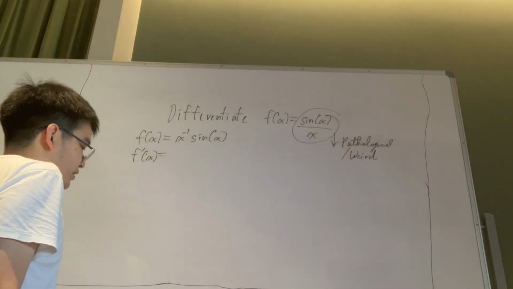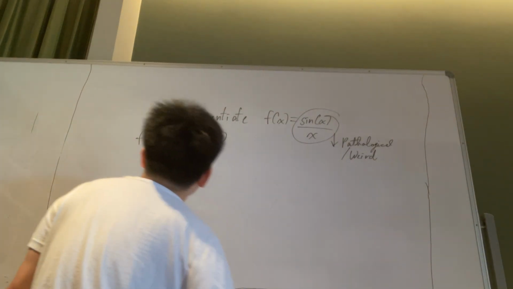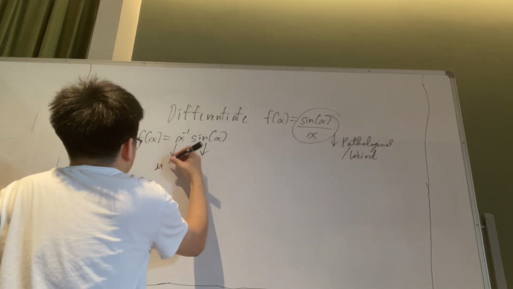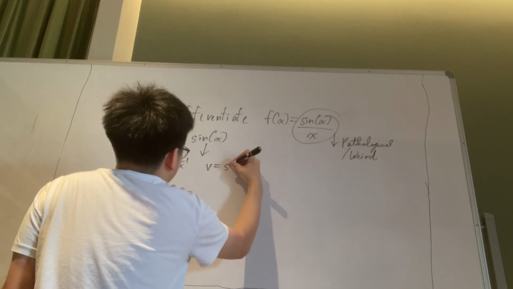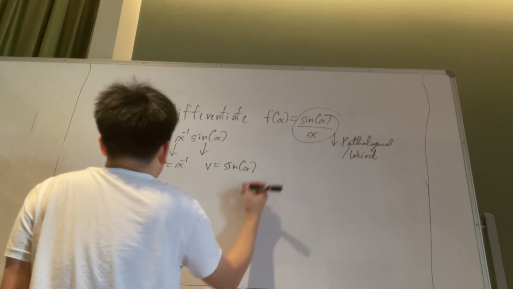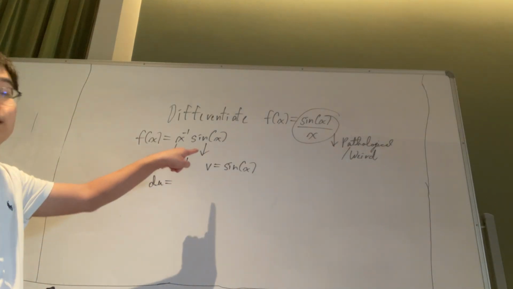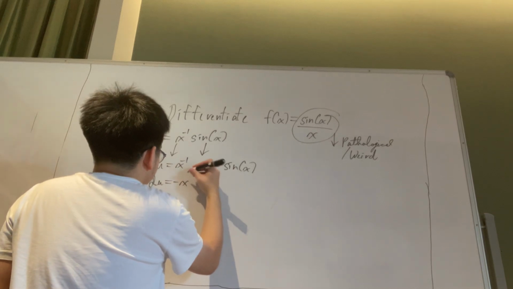Okay, to differentiate the thing... you know what? I'm going to list the little steps here. We break it up into two component factor functions. So this is u, this is x to the negative 1, this is v, this is sine of x. Just going to do du to be lazy. Differentiate that, you bring the negative 1 down, minus 1 on the top increment, that's negative x to the minus 2.